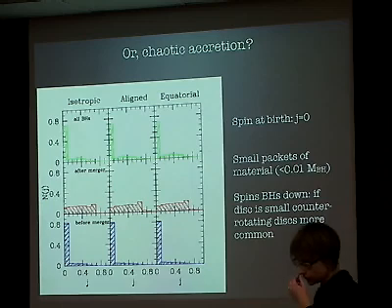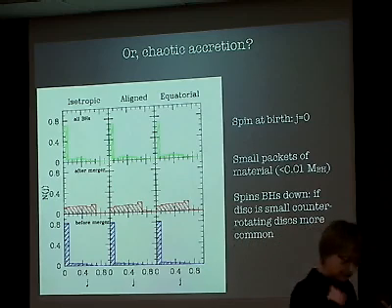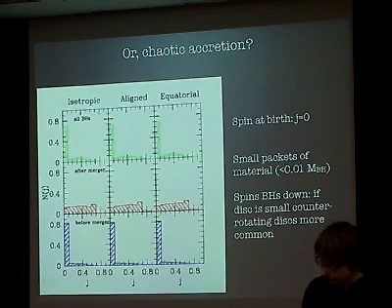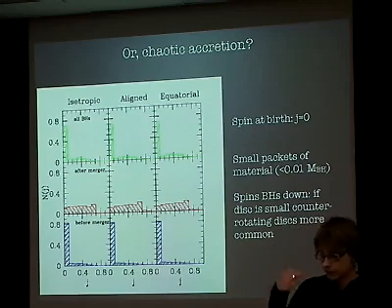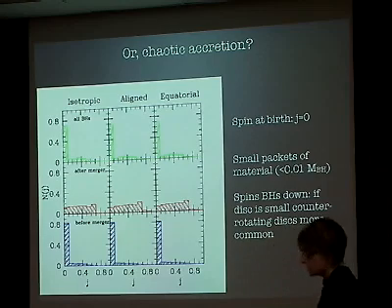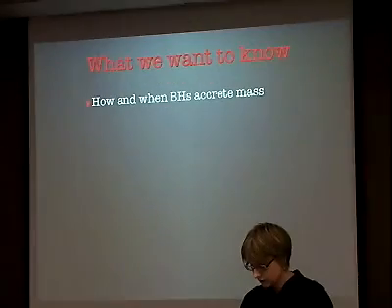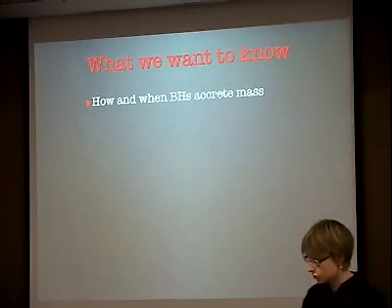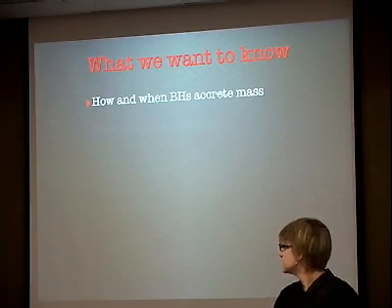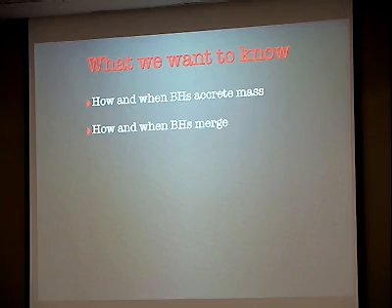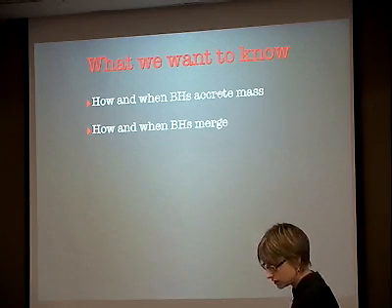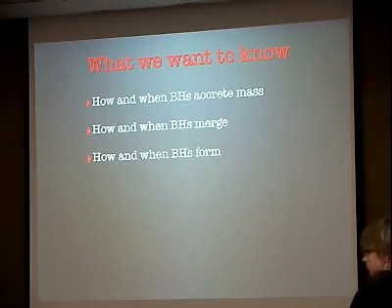Okay, so I've told you the whole story. We started from the few million years after the Big Bang, and we reached redshift zero. So let me just summarize what, in principle, would be my wish list. Well, first, how and when black holes accrete mass. Well, it's not first, it's a random order, really. How and when black holes merge, how and when black holes form, and finally, how fast they spin.